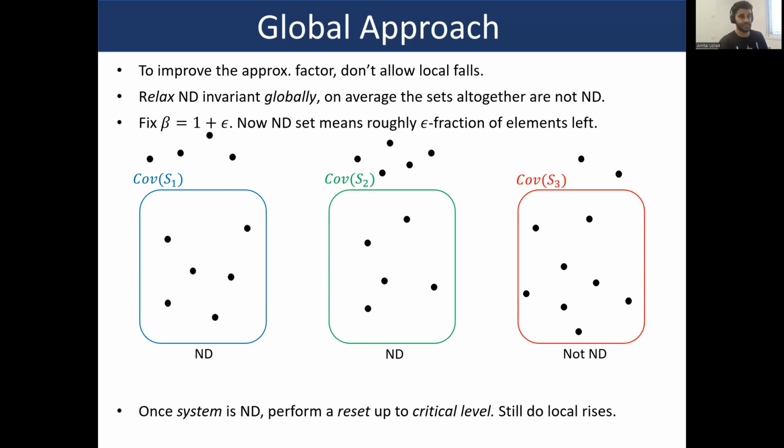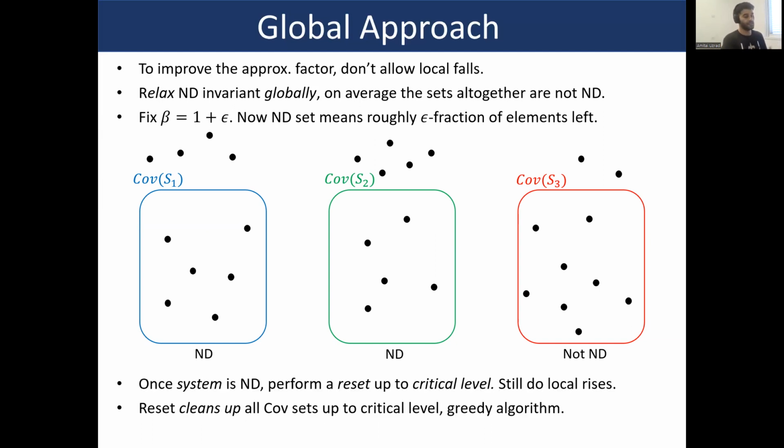So once the system is ND, what we do is we perform a reset up to a critical level. We still do local rises, but this is just how we take care of falls. So what do I mean by a reset and what do I mean by a critical level? A critical level is just a level. We won't get into details of that, but let's just say that once the system is ND, there exists a critical level that I can do a reset up to.